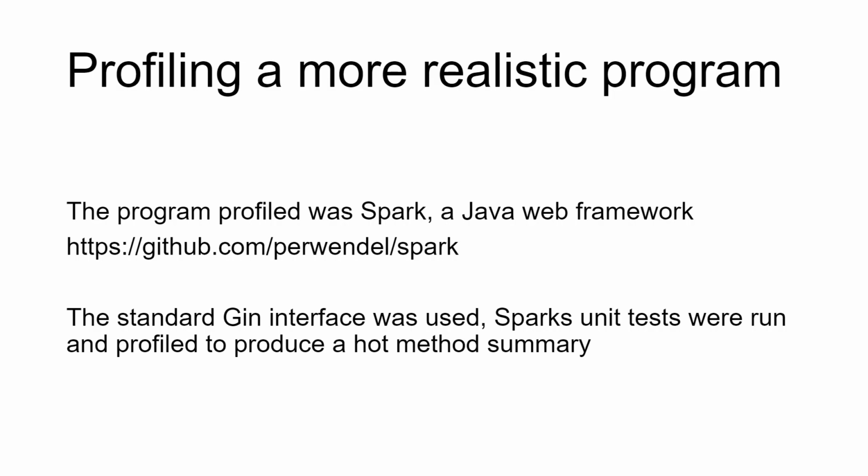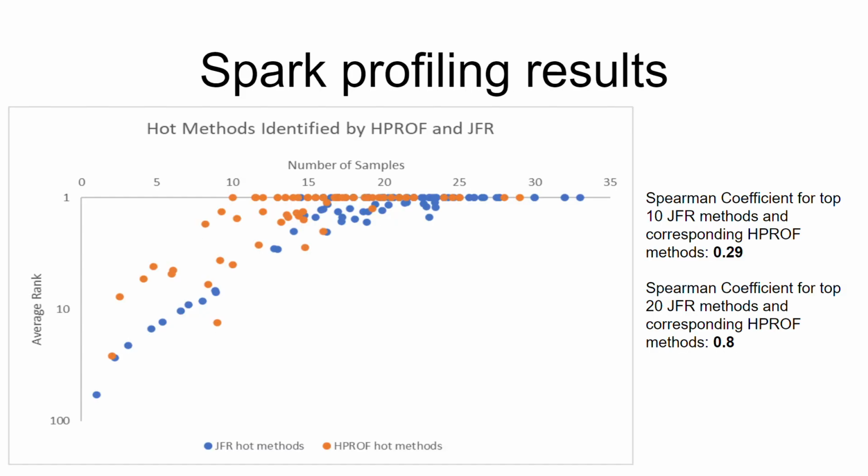Next was to profile a more realistic program. So I profiled Spark, a Java web framework, not to be confused with Apache Spark. The standard Gin interface was used, I ran Spark's unit tests, and produced a hot method summary. So this is the results.